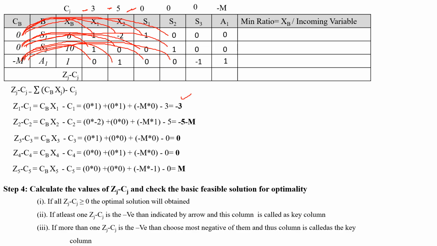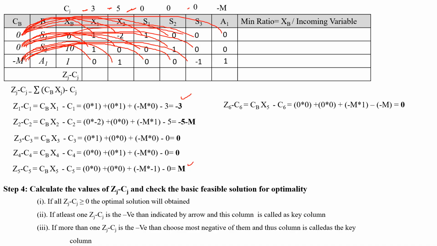Next Z5 minus C5 for the S3 column, that is 0 into 0 plus 0 into 0 plus minus M into minus 1 minus 0, which is equal to M. Next Z6 minus C6 for the A1 column, which is equal to 0 into 0 plus 0 into 0 plus minus M into 1 minus of minus M, which is equal to 0.